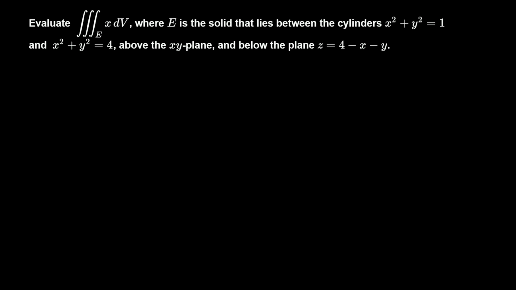Evaluate this triple integral where E is the solid that lies between the cylinders. It mentions cylinders, so we are using cylindrical coordinates. x squared plus y squared equals 1 is r squared equals 1, so r equals 1. And here, same thing, r squared equals 4, so r equals 2. We are just considering positive r values.